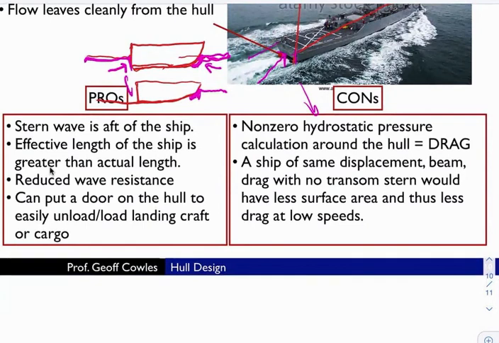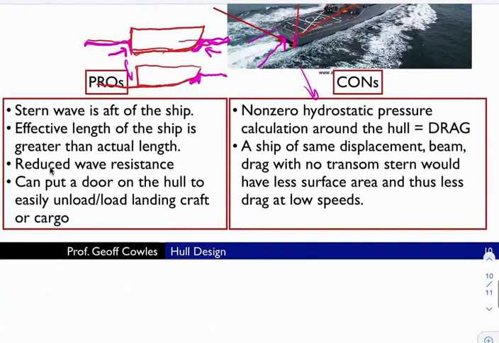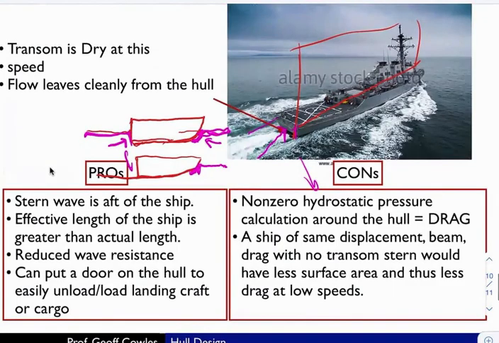And so you find with these transom sterns, typically speaking, that they're beneficial at some range of speeds, and at other ranges of speeds they're not. That's why we don't find them on every single ship. But this is a nice picture of one right here. So that ends what I wanted to say about the hull design parameters.